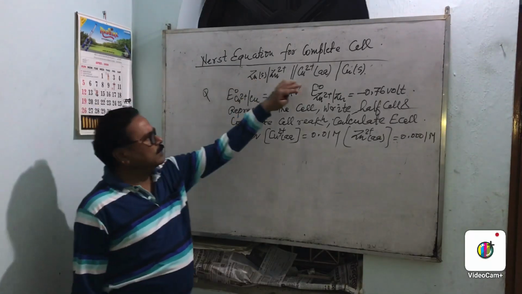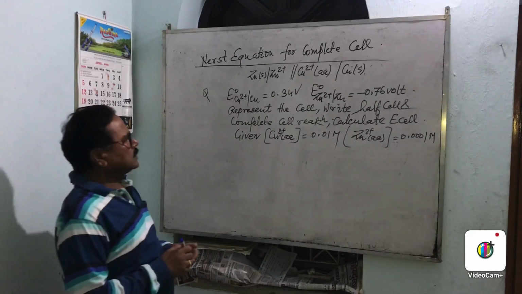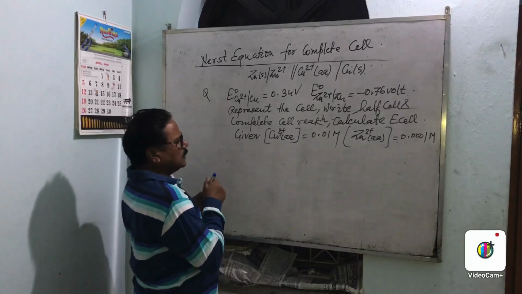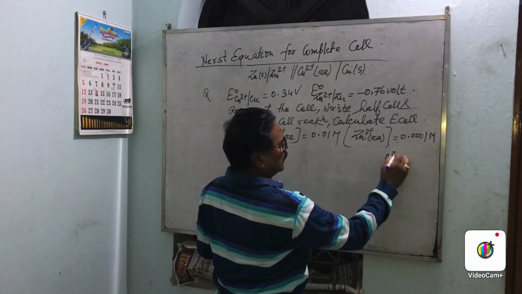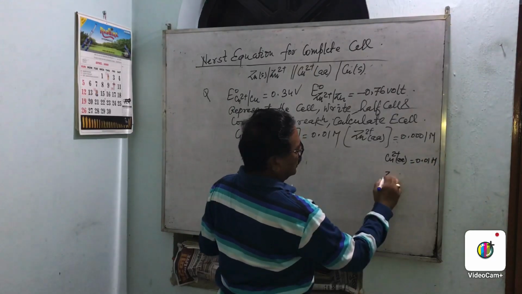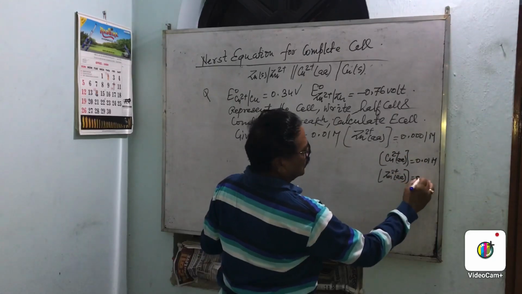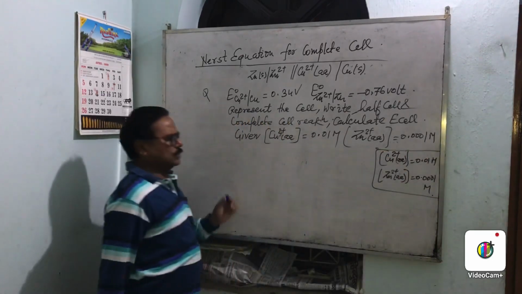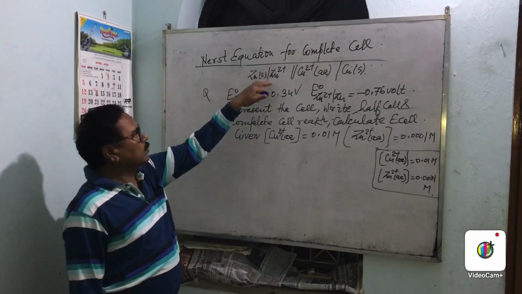So already I have set up a cell. How is the cell set up? There is a simple trick. See, always in the left. So you write the value: what is the value? 0.01 M. And what is the value of zinc aqueous? This comes to be 0.0001 M. This will be taken in use. So if the cell is already given, we have to calculate the EMF for that cell.